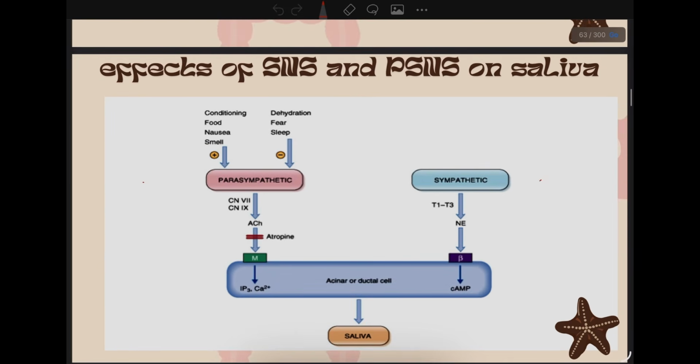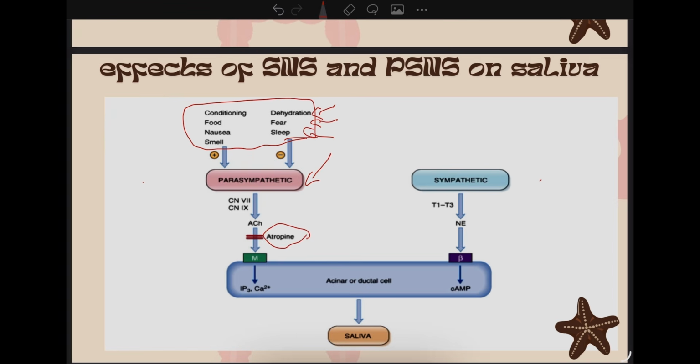And this is a summary. I just want to note a few things here. These things are important to know because there had been questions about it before in the past, and not from Dr. Angelica, I think, but there had been questions. I want you to note here, we have the dehydration, fear, sleep, whatever the things that we discussed, they inhibit parasympathetic activity and hence inhibit saliva. These things activate parasympathetic activity and hence activate saliva. So just please remember them. And as you can see, we have also here atropine.